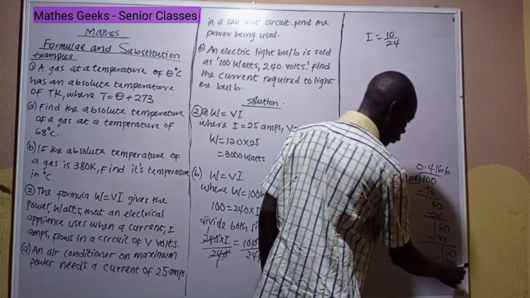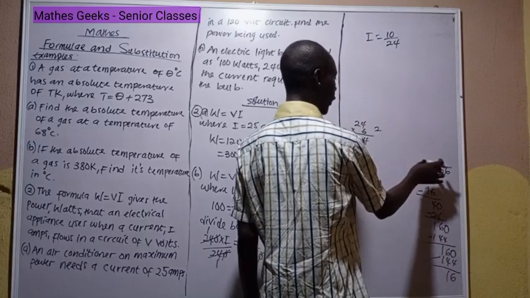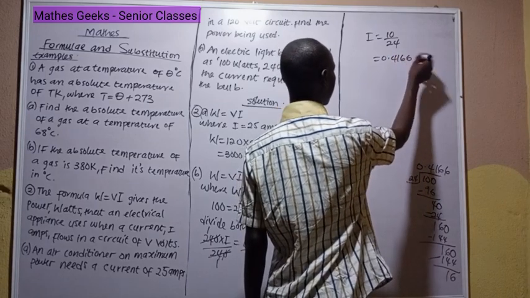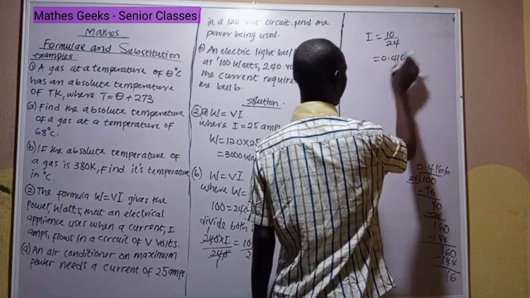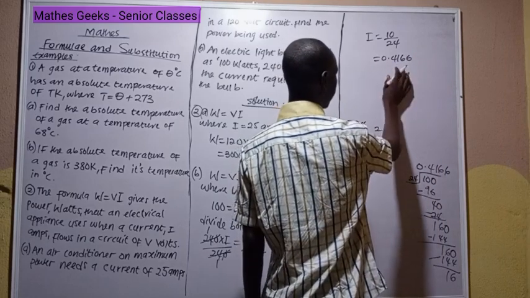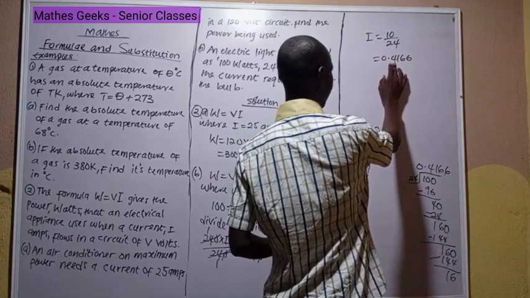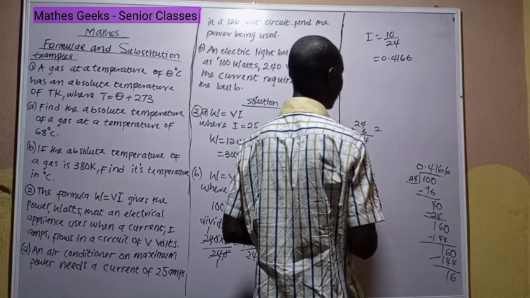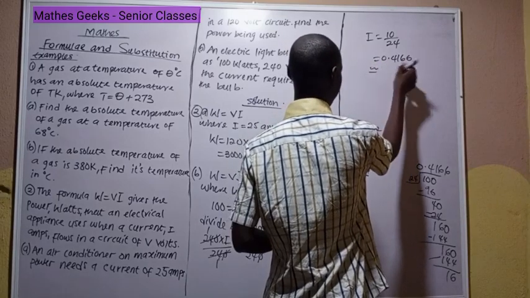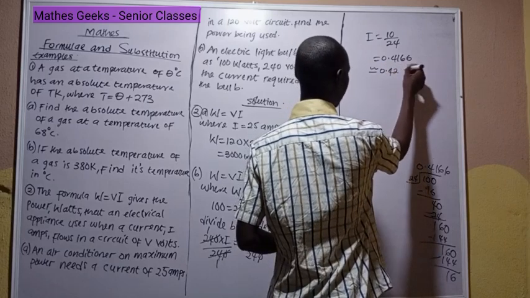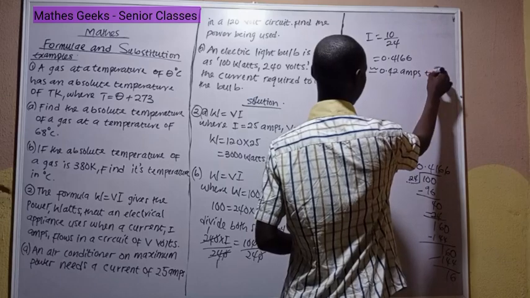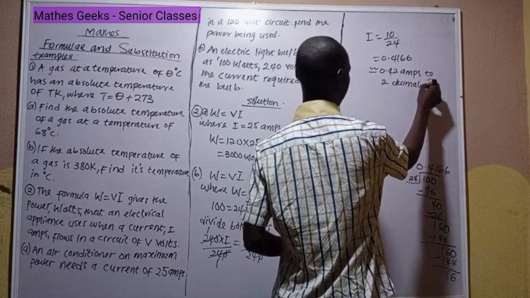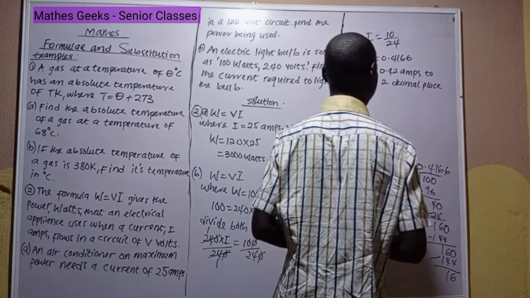So we call this a recurring decimal. We're going to stop here. Final answer is 0.4166 amps. If you want to approximate, this is the first decimal, second decimal, third decimal. So let's say I want to approximate to the nearest 2 decimal places. I will say the final answer is 0.42 amps to 2 decimal places. That's the answer.